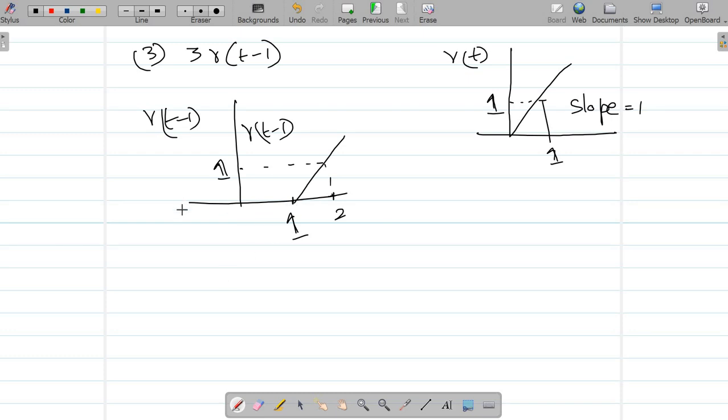Now I will have to derive 3 times. I have to multiply this signal by 3. That is, the slope becomes 3 times now. When the slope becomes 3 times, let us say this.